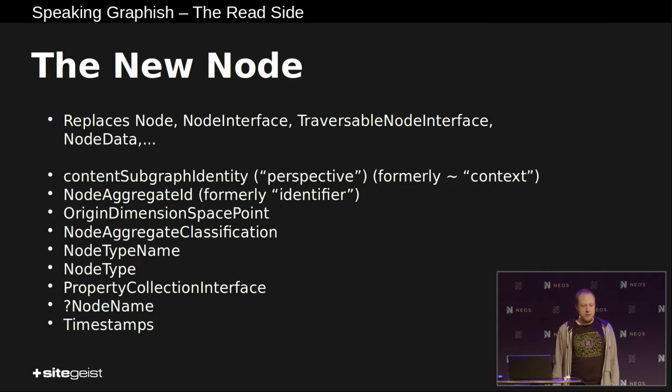Then you have the node type name and the node type. That's nothing new. You have the property collection. That's basically the old array for properties, but as an object that does some lazy loading stuff and so on. You have a node name. This is now optional. In the old world, you had to have a node name because everything was identified by path. This is no longer the case, so you can omit this actually if you want. And there are quite a few timestamps, like when was this node created, when was it published, when was it modified, and when was the last modification published.